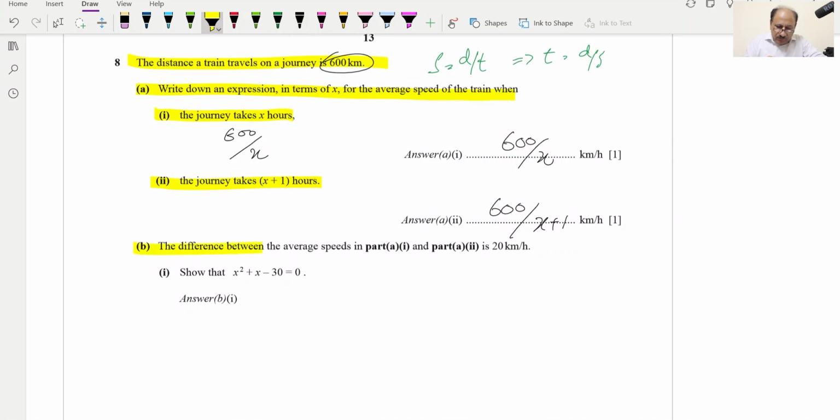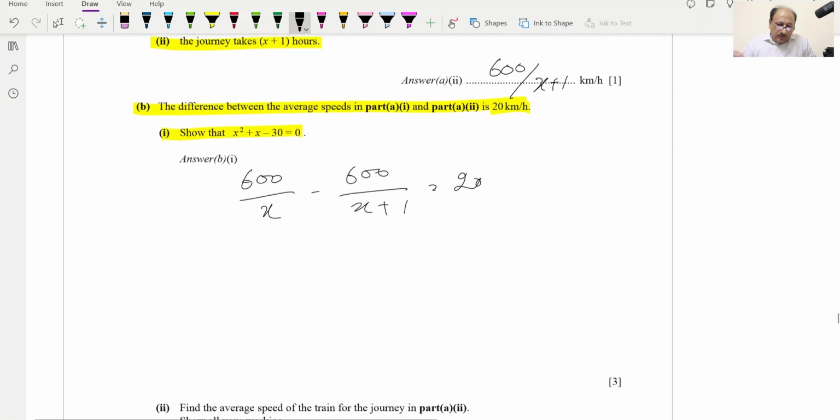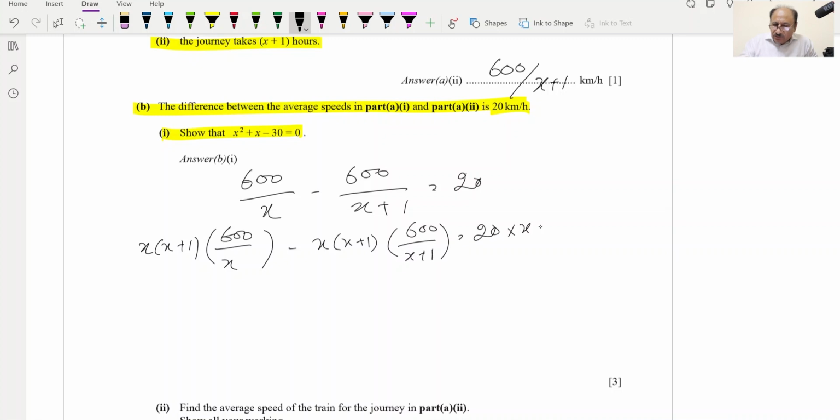Now the difference between the average speeds in part A1 and A2 is 20 kilometers per hour. Show that this is equal to this. So difference between those two equations will be what? 600 over x minus 600 over x plus 1 is equal to 20. And now we can simplify. We can multiply the whole equation by x into x plus 1, into 600 over x, and minus x into x plus 1 into 600 over x plus 1, and this is equal to 20 into x plus 1, in brackets.